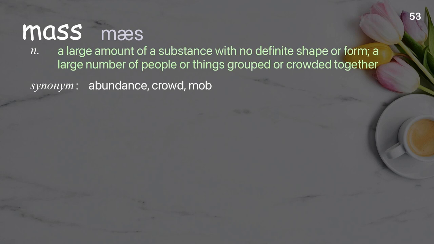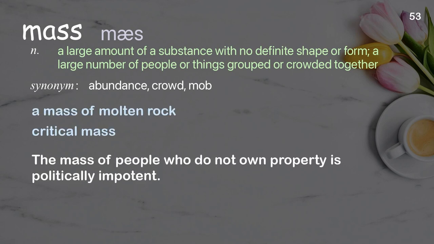Mass. A large amount of a substance with no definite shape or form; a large number of people or things grouped or crowded together. Examples. A mass of molten rock. Critical mass. The mass of people who do not own property is politically impotent.